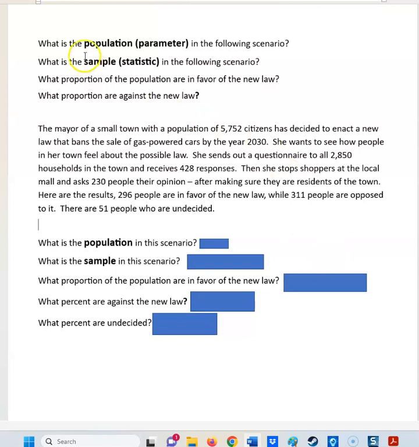So a population is the entire population that you're looking at, and if we have numbers describing that, we call those parameters. And a sample is the part of the population that you're surveying or interested in out of that total population. And so if we talk about numbers having to do with a sample, we're talking about a statistic.